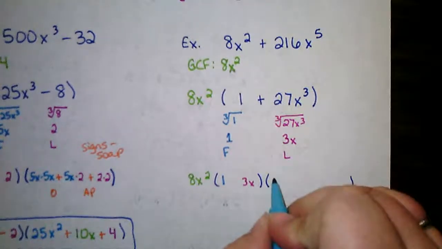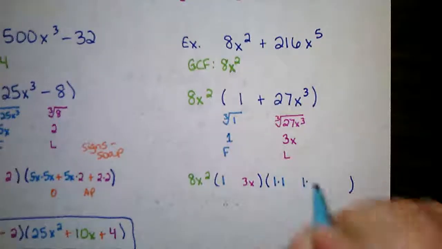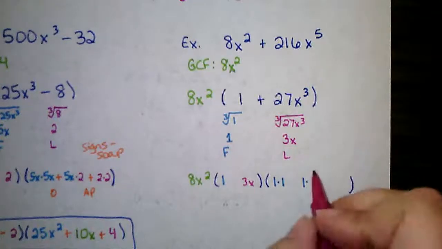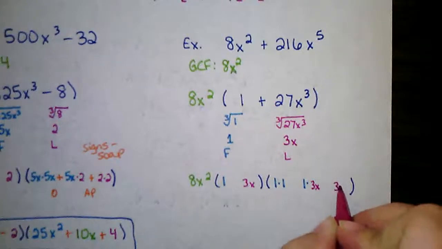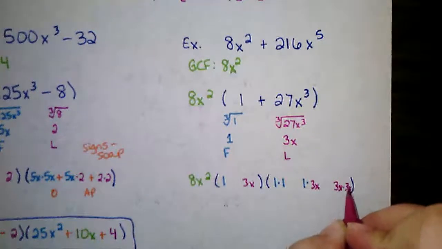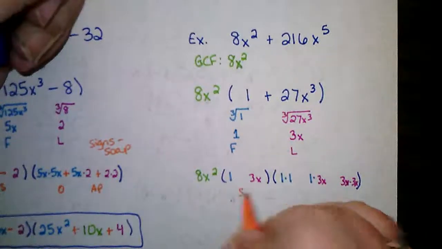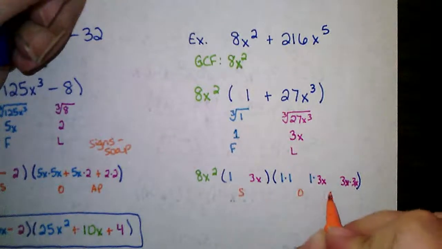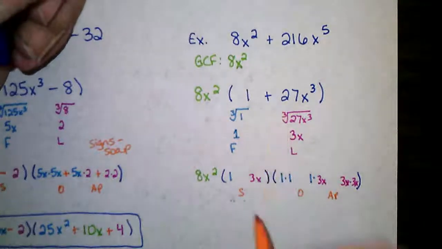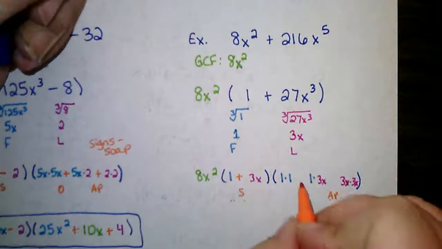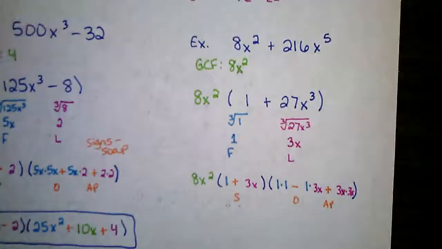So the first one will be f times f, so 1 times 1. The next one will be 1 times 3x, because we only use it 3 times. And then the last one will be 3x times 3x. Then remember, for our signs, we use SOAP: same, opposite, always positive. So our problem had a plus. So we will add for the same, we will subtract for opposite, and this last one will be always positive.